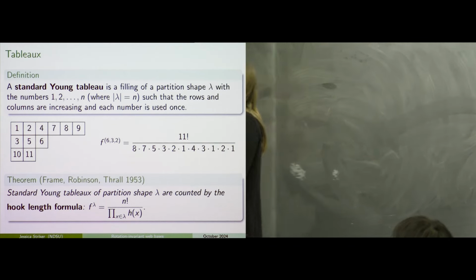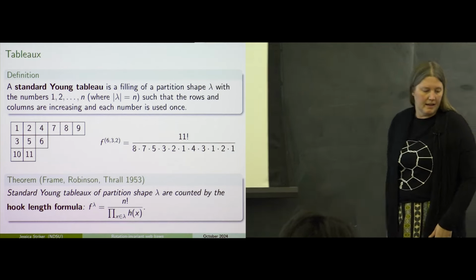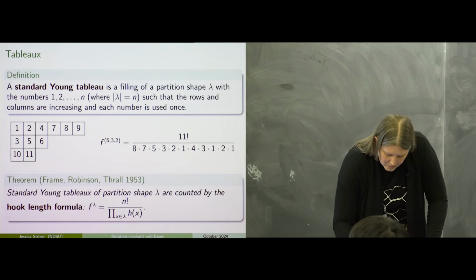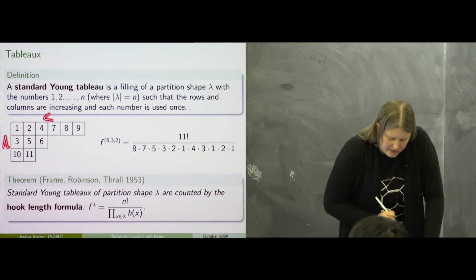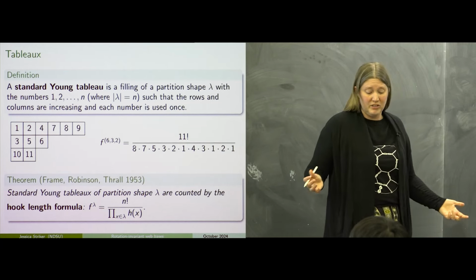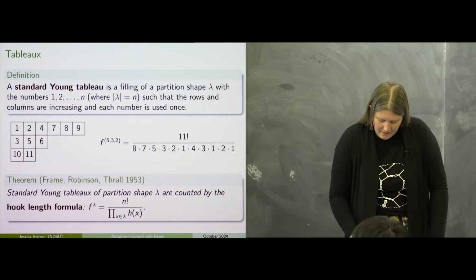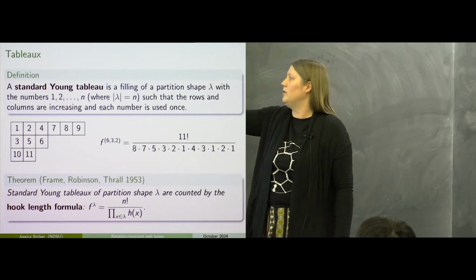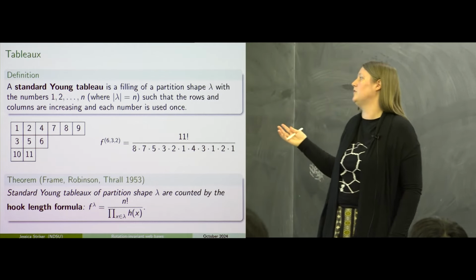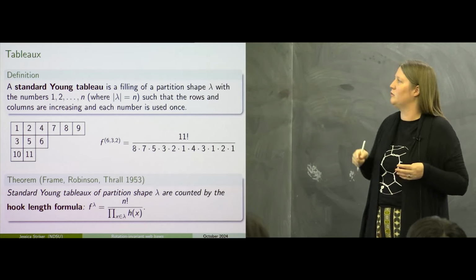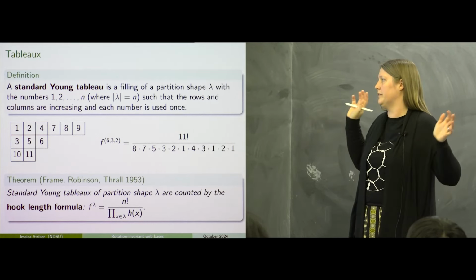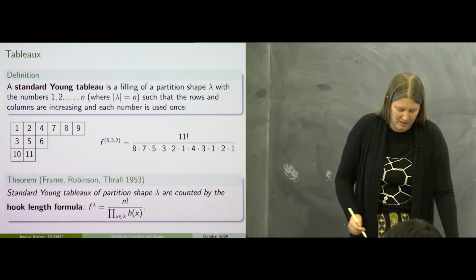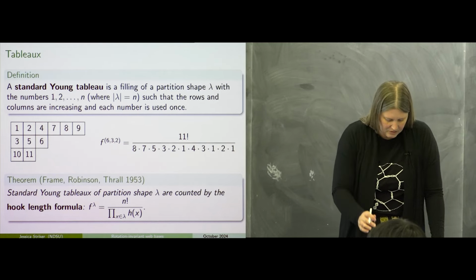Okay, so here's a tableau. This is a standard Young tableau. It's just a filling of a partition shape with numbers so that our rows and columns are increasing, and each number is used once. These are nice objects that we can count. And it turns out that there's a nice hook length formula that says the number of ways to write down one of these standard Young tableaux is n factorial, so in this case 11 factorial, divided by some numbers called hook lengths of each box. It's a really nice, easy formula, the kind of formula that we love for counting objects.